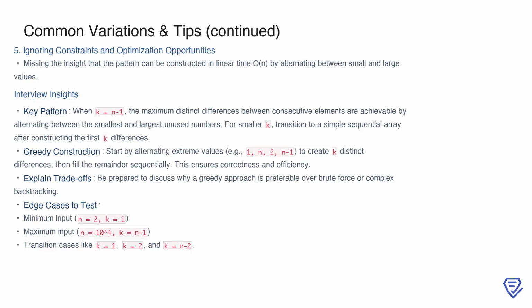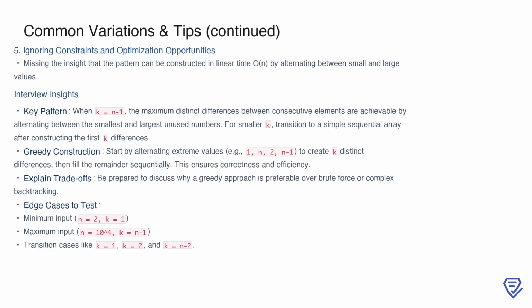For instance, if k equals n-1, you can alternate between the smallest and largest in-use numbers to maximize the distinct differences. For smaller values of k, you transition to a sequential array after constructing the first k differences. This insight is key to developing an efficient solution. The greedy construction technique involves starting with extreme values, such as 1, n, 2, n-1, to quickly create distinct differences. After achieving the required k differences, the remaining numbers are simply appended sequentially, which guarantees both correctness and efficiency.